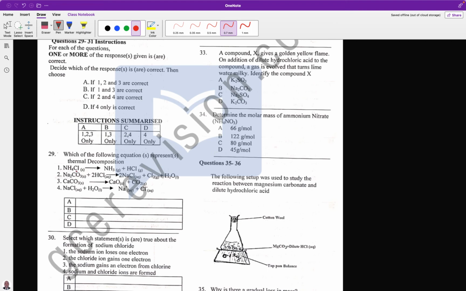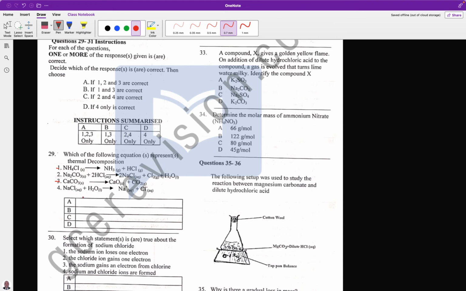Ammonium chloride, yes, it will undergo thermal decomposition from solid to ammonia and hydrogen chloride gas. That is thermal decomposition. That's right. Sodium carbonate plus aqueous hydrochloric acid. This is a reaction, not thermal decomposition. So number 2 is out. Number 3, calcium carbonate is solid. This is a thermal decomposition into calcium oxide plus carbon dioxide. Yeah, this is a thermal decomposition.